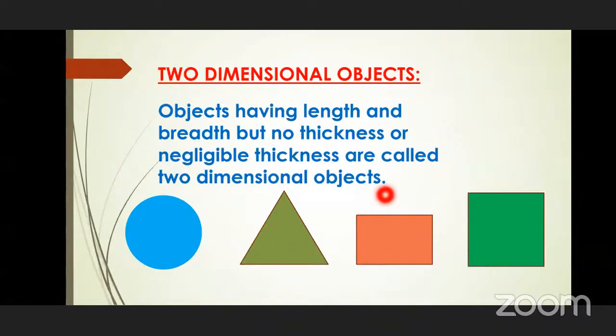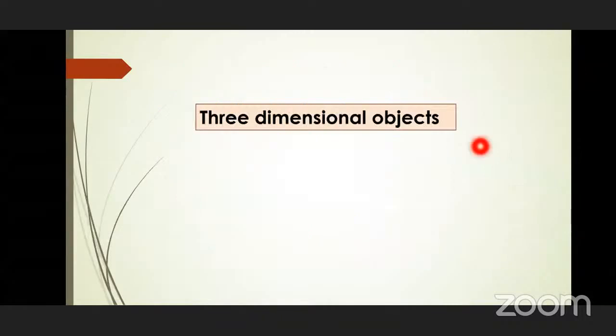Like these plain objects, we can draw on paper, on the floor, and on the wall. These plain objects are known as two-dimensional objects. They are also known as 2D pictures, which we draw on a paper. Same like that, three-dimensional objects are also there. The things which we see around us are known as three-dimensional objects.